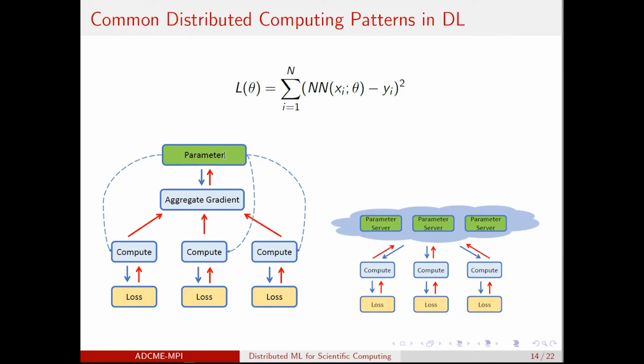And in some cases, the parameter space is very large. For example, you have 1 billion parameters, and these 1 billion parameters may not fit onto a single machine. Then you need to use a distributed system to store those parameters. And this is the so-called parameter server model. Those techniques are very common in deep learning.